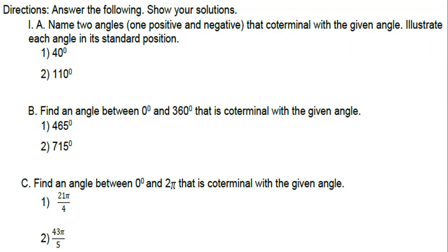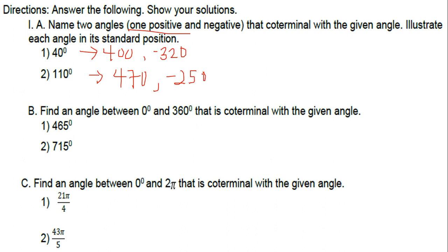So, mabilis na tayo. Number 1, anong sagot natin dito sa 40? Ano daw yung isang positive at isang negative niya? 400 degree po tsaka negative 320. Okay, 400 at negative 320. Yung 400 plus 360 yan, ha? Yung negative 320 minus 360 na yun. How about 110? 470 degree po tsaka negative 250. Negative 250.